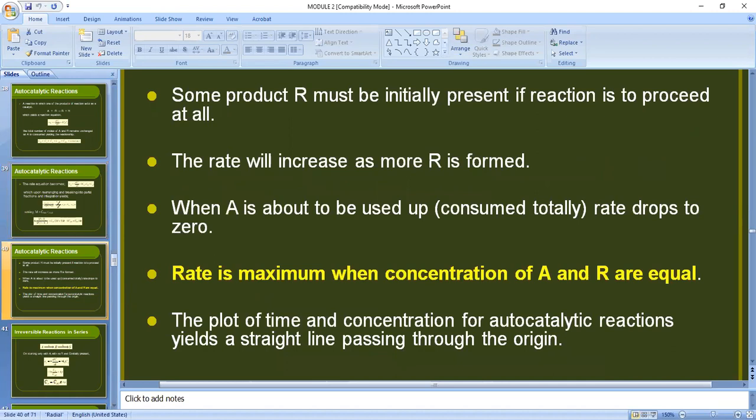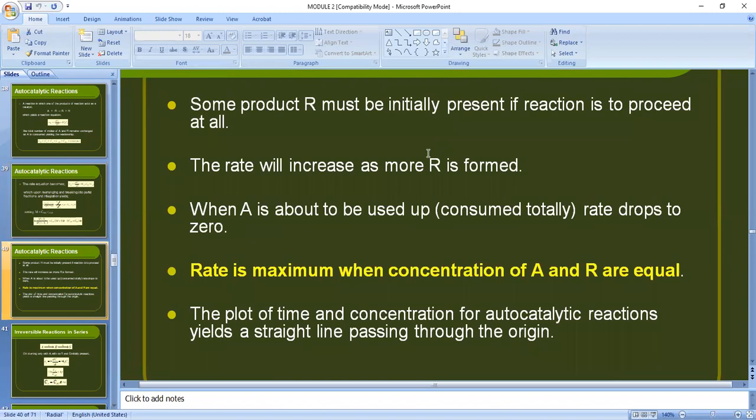Okay. Now, so based on what I have said a while ago, some product R must be initially present if reaction is to proceed at all. So I've mentioned that already. The rate will increase as more R is formed. It's a given. So as more R is being formed, since it has a catalytic effect, then the rate will increase. When A is about to be used up or consumed totally, your rate will drop to 0. Now, when will be rate maximum? Rate is maximum when the concentration of A and R are equal. This is when rate is maximum.